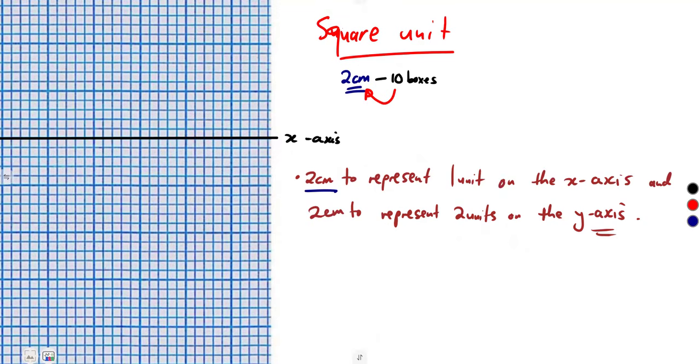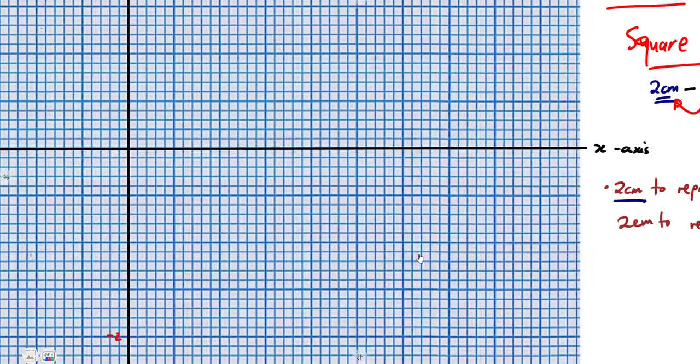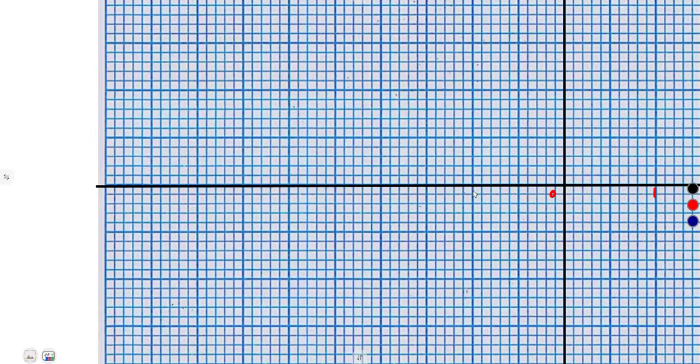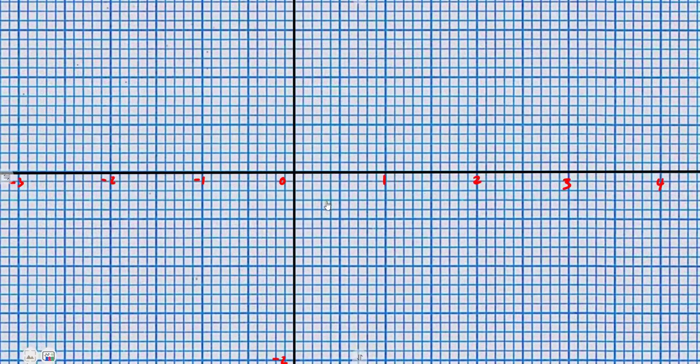So you can be given different scales, one for the x-axis and another one for the y-axis. In this case, 2 centimeters represents 1 unit on the x-axis. Remember, the x-axis is the horizontal one. After every 2 centimeters, after every 10 boxes, you represent 1. So that's 1, 2, 3, 4, and so on. On this side, -1, -2, -3, -4, -5, and so on. That is for the x-axis.